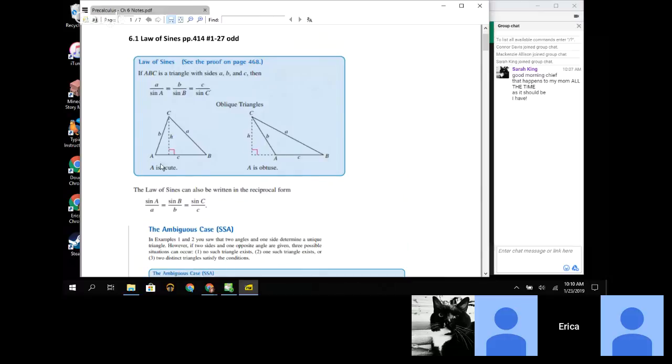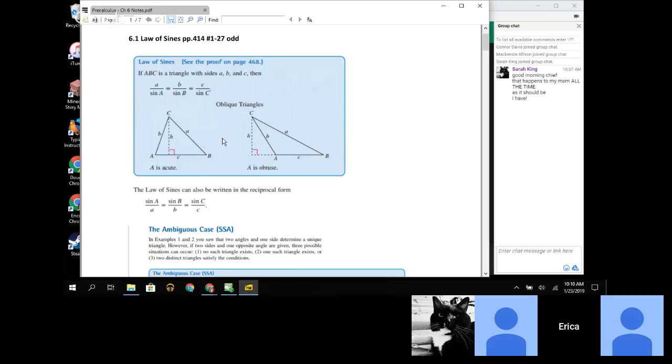So we have an acute triangle right here, an obtuse triangle. We call these oblique triangles, triangles that are not right. We actually can use sine and cosine to help us solve these triangles and find the sides and angles, just like right triangles, but it just takes a little bit more work.